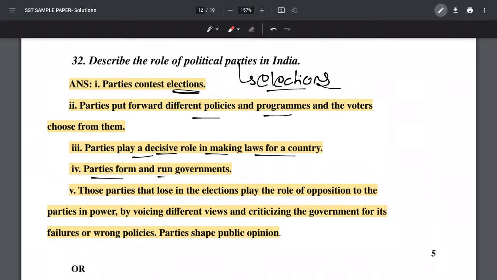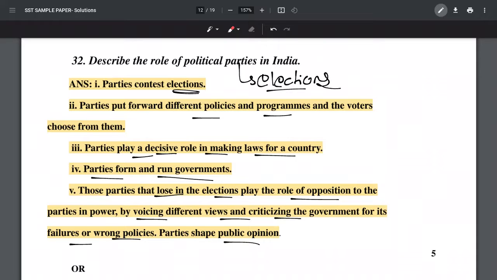Next one, the parties form and run the governments. Once the elections are done, the people, the remaining students and the population of the country, will select whoever is very accurate and more trustworthy. To them, the people will give the vote, isn't it? And they form the majority party, right? Those parties that lose in the elections play the role of opposition to the parties in power by voicing different views and criticizing the government for its failures or wrong policies. And parties shape public opinion.